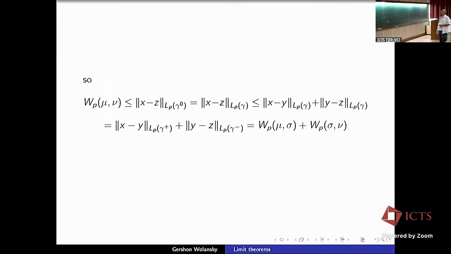So this is x minus z, we plug it into x minus y plus y minus z on the triple space. And then, because x minus y does not depend on z, we integrate over z, and we get x minus y with the LP norm of gamma plus, and y minus z with the LP norm of gamma minus, which are exactly the Wasserstein distance, because we assume that gamma plus and gamma minus are optimal. So we have this triangle inequality, and we prove that this is indeed a metric on the set of probability measures. Okay?